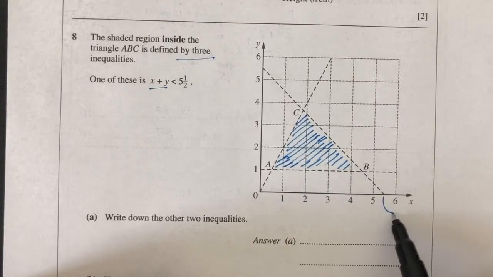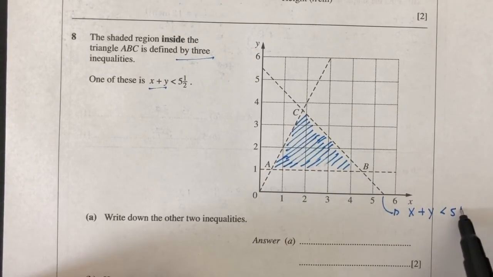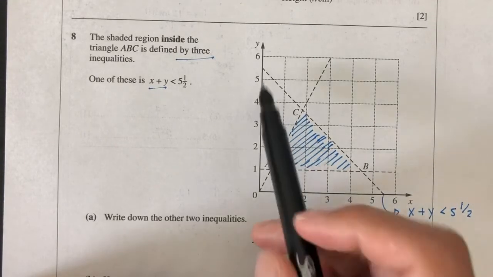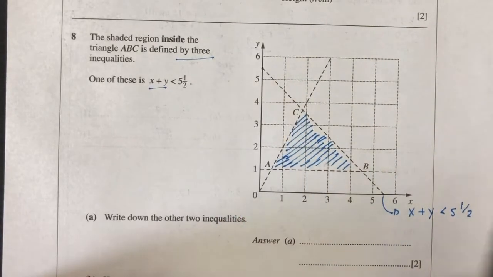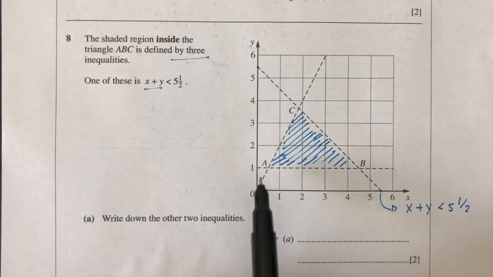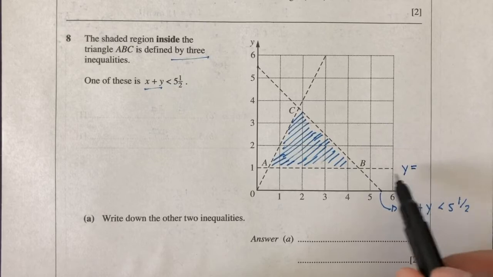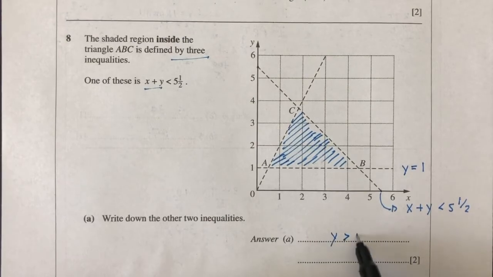This is the line, x plus y less than 5.5. So how do I know this? Because I do see that it cuts this one at 5.5, it cuts this one at 5.5. That's why I know it is this line. Okay, and then we have to write down the other two, so we have to find the equation of this one. This one is y equal to 1. So this one is above that, so it will be y more than 1.